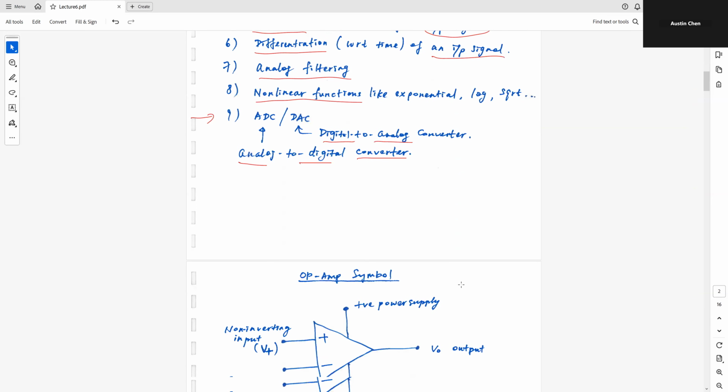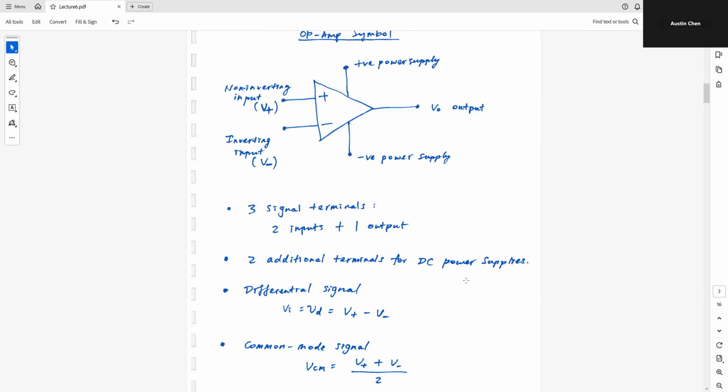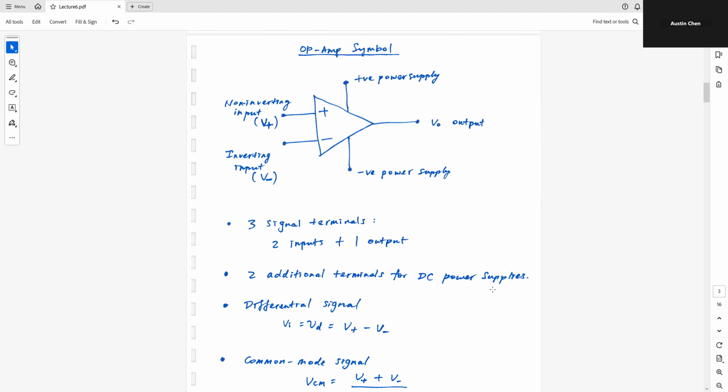Now let's look at what this op-amp looks like, and how it works in reality. Instead of using a box to represent my op-amp, the symbol that we use for the op-amp looks like this. It's actually triangle in shape. It has two input signals or input terminals. One is the so-called non-inverting input, and the other one is the inverting input.